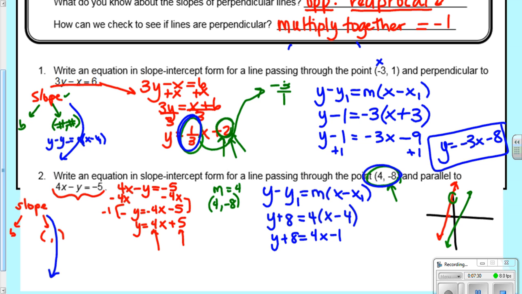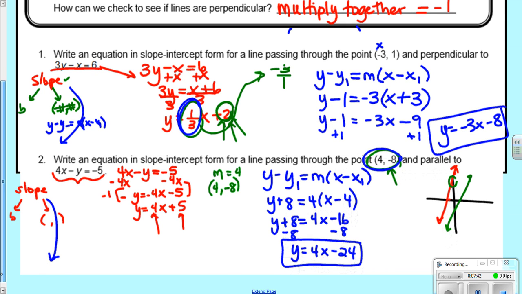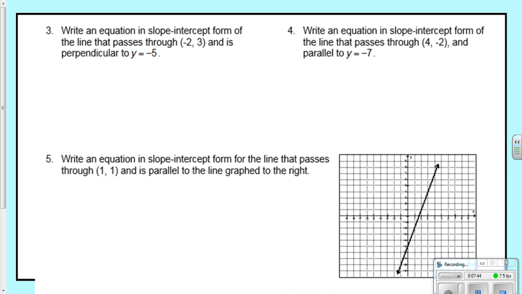So now I'm solving y equals 4x minus 24. There's my equation. Okay, so let's keep going.